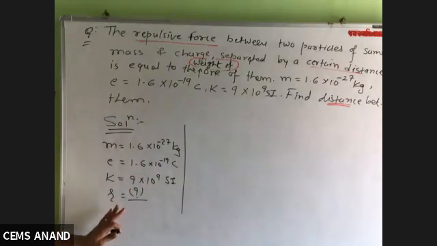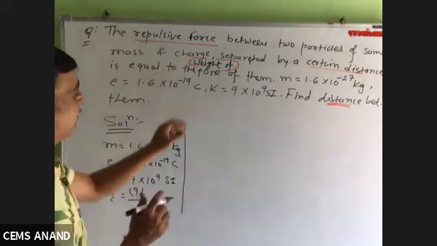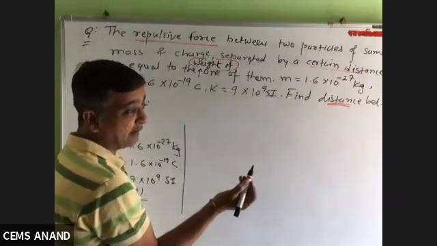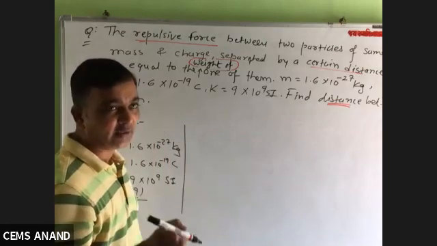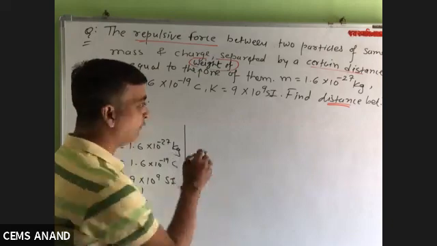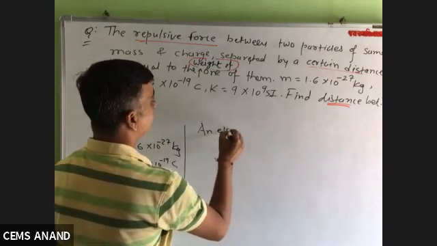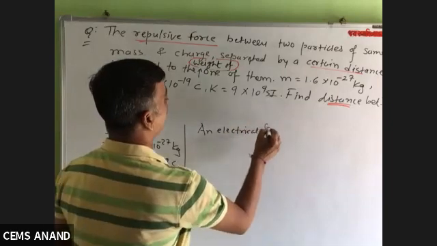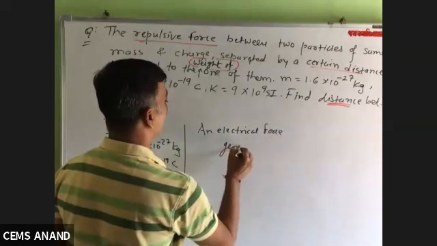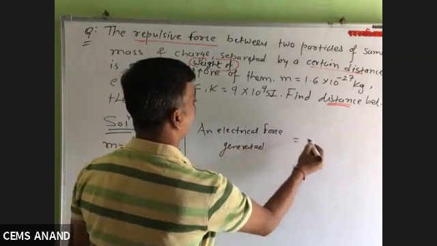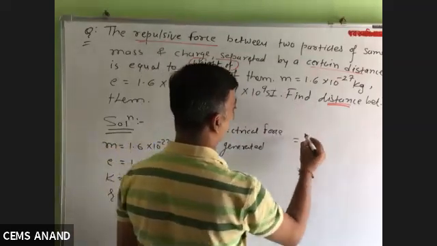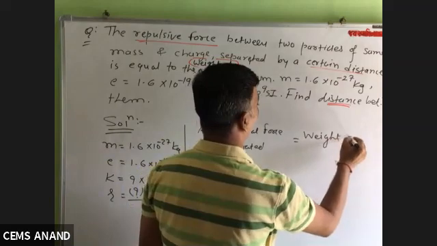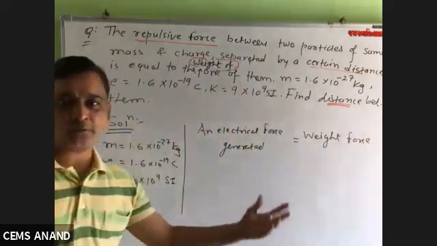And for this purpose, what extra condition is given to us? It is the repulsive force. Let's write that force as an electrical force, because we know that the force generated between two particles because of their charge is an electrical force. So the electrical force generated equals what? It equals the weight force of any one of them.